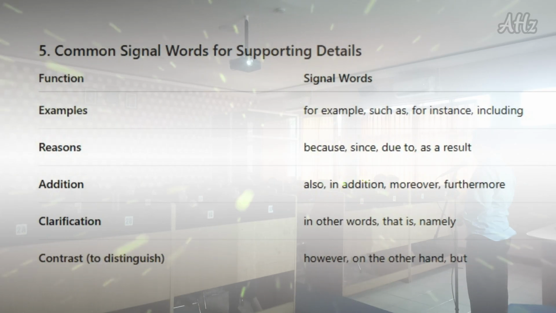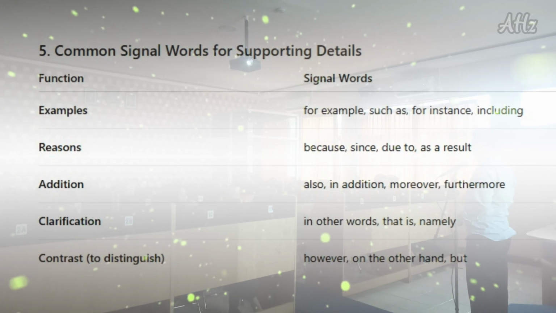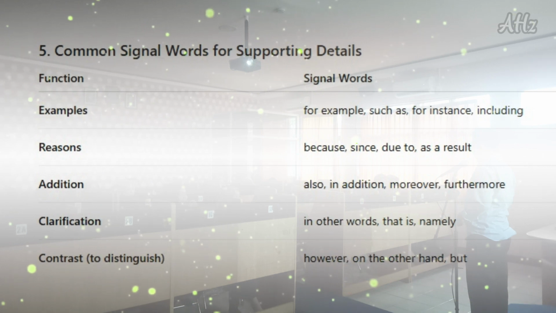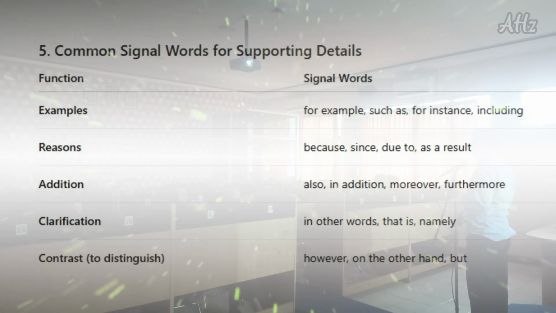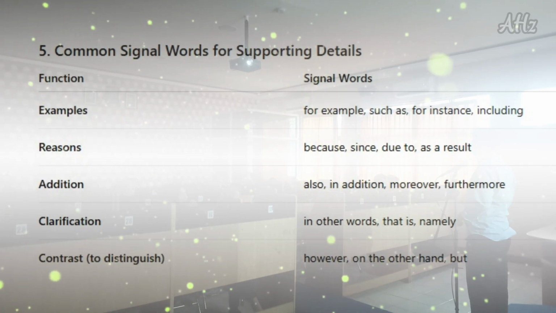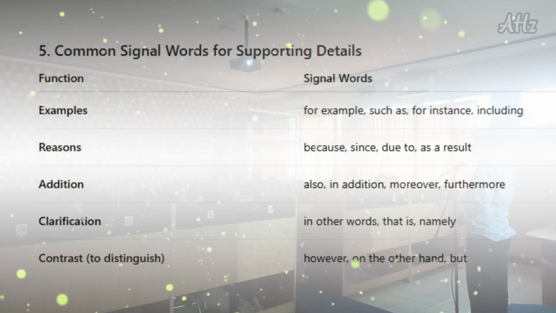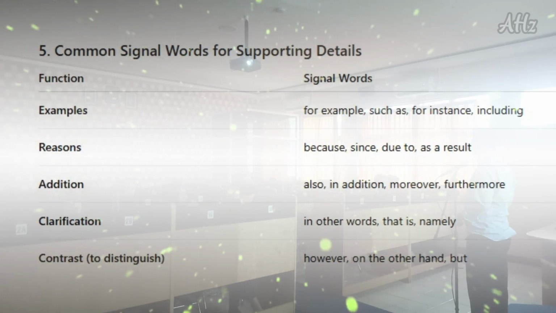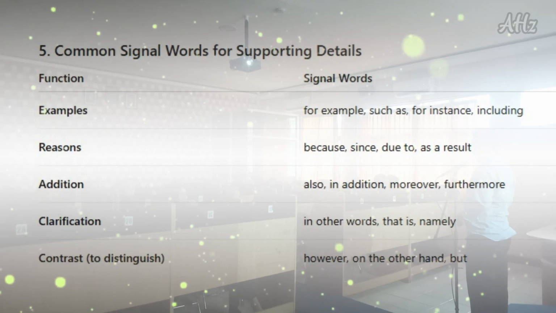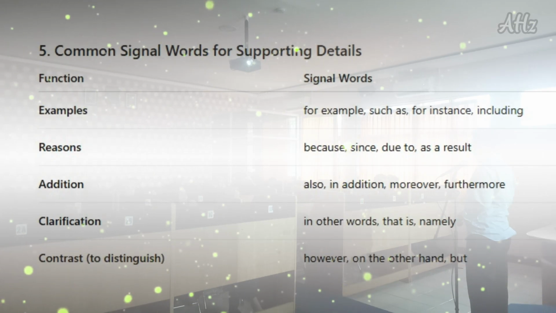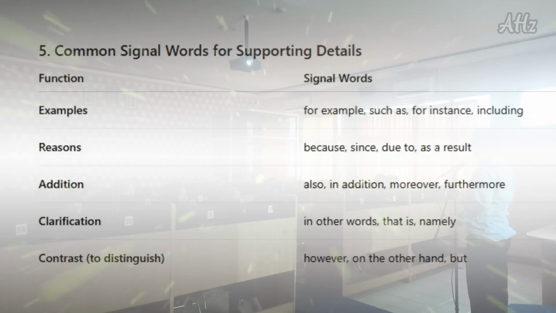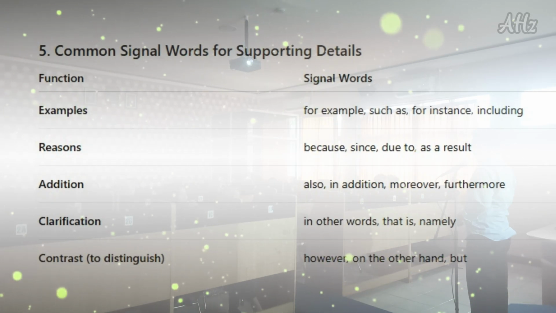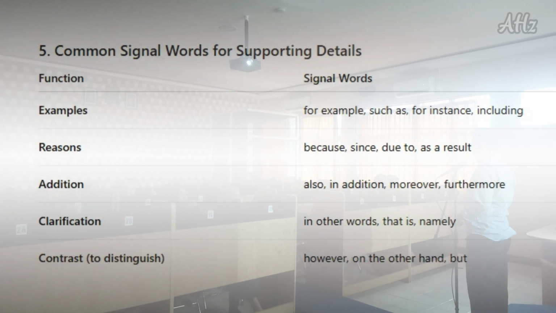Common signal words for supporting details. Function. Examples. Signal words. For example, such as, for instance, including. Function. Reasons. Signal words. Because, since, due to, as a result. Function. Addition. Signal words. Also, in addition, moreover, furthermore. Function. Clarification. Signal words. In other words, that is, namely. Function. Contrast, to distinguish. Signal words. However, on the other hand, but.